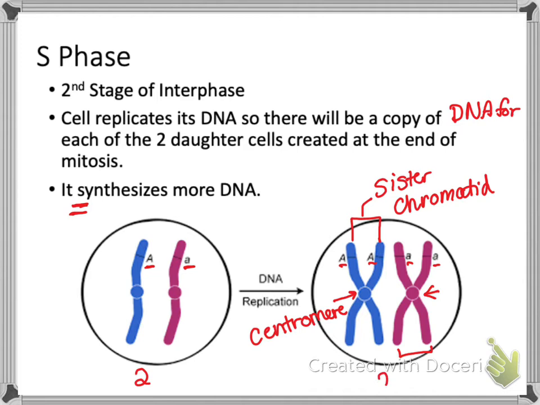So we still have 2 chromosomes. They're just replicated chromosomes. Okay, so they are sister chromatids attached at the centromere. Now those sister chromatids will be divided up so that there's 1 blue and 1 purpley red colored chromosome for each of the daughter cells made. So just to recap, S phase synthesizes more DNA. It creates sister chromatids. So all those S words will help you remember their job.